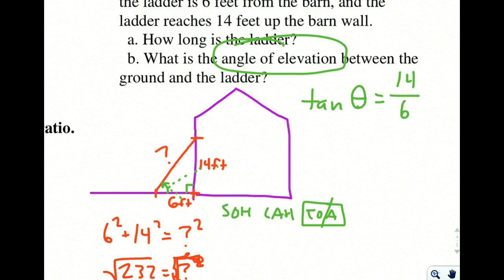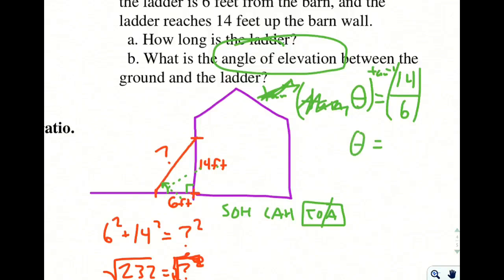We need to get theta alone, so we take the inverse tangent of both sides. And when we do that, the inverse tangent and tangent on the left cancel each other out, leaving us just our angle theta. And the inverse tangent of 14 divided by 6 is going to be 66.8 degrees. Since it doesn't say anything, we'll round it to the tenth. So 66.8 degrees is our angle of elevation.